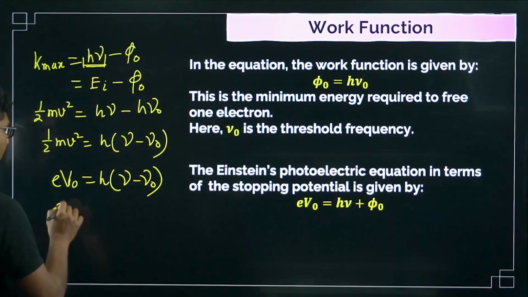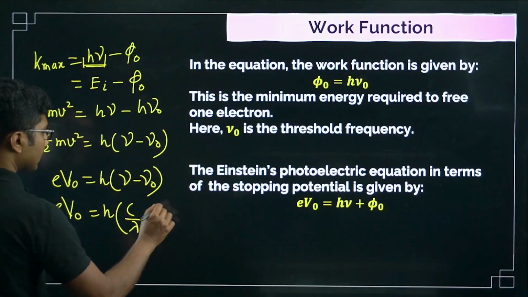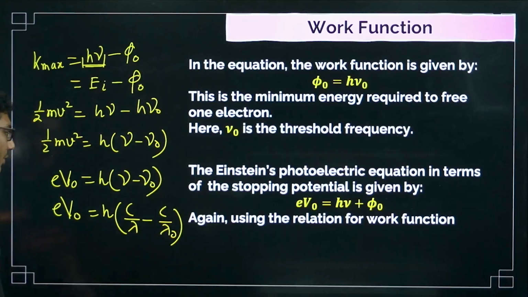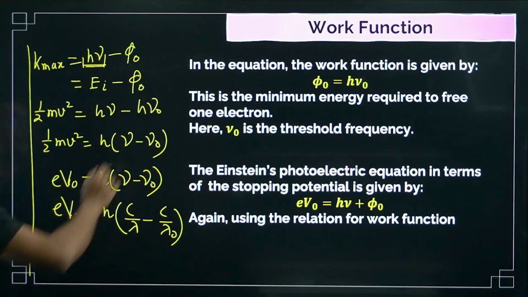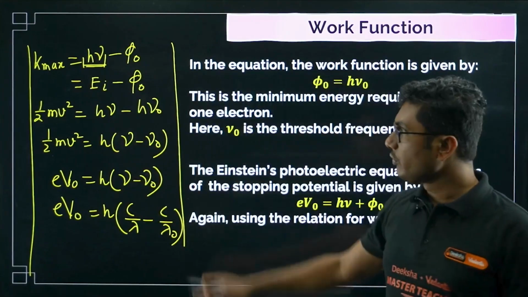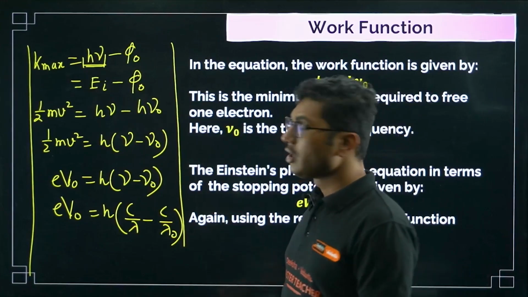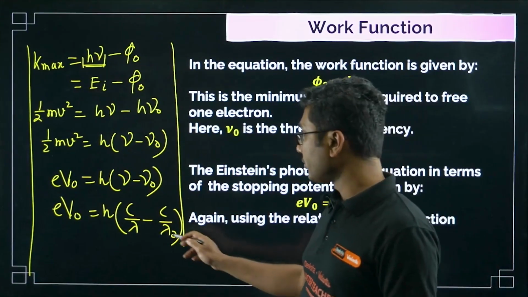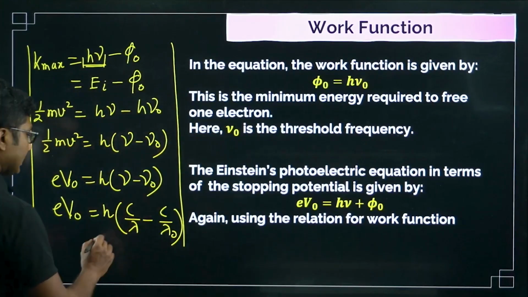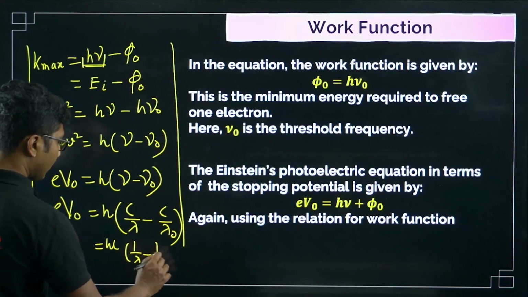Or sometimes you can also write hc by lambda minus hc by lambda naught, with lambda being the wavelength. Same equation, all different forms based on whatever is given in your question. So you have to remember all these forms based on what type of question is coming. If you have solved this year's PU question paper, there was one question based on the wavelength. Also you can take c common over here: hc times 1 by lambda minus 1 by lambda naught.